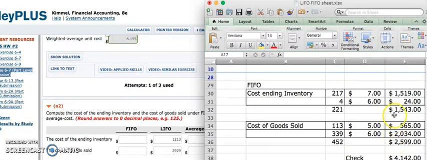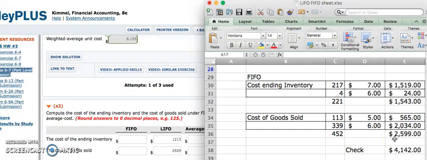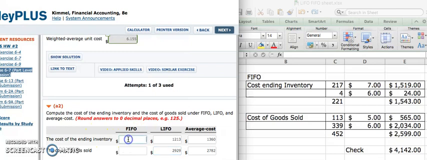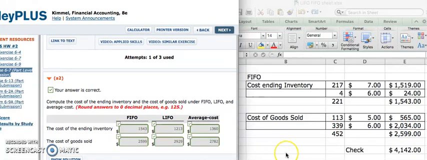$2,599. And as my check, I take cost of ending inventory plus cost of goods sold, should equal our total of available for sale, which is the 4,142 above, and it does. So these numbers should be correct. So in FIFO, cost of ending inventory, and they don't want any decimals, so 1543, and we're going to put in 2599. And now we're going to see if that all works out. And there we go. We're good.